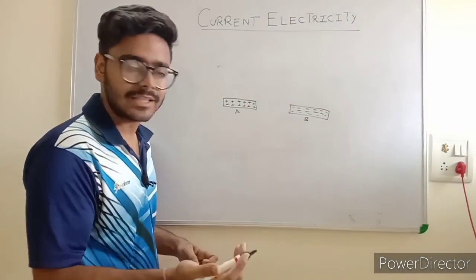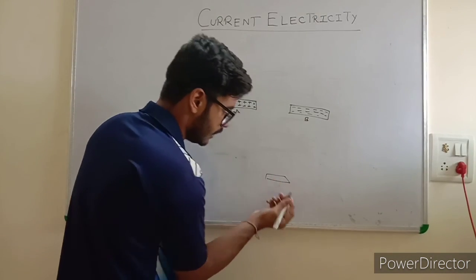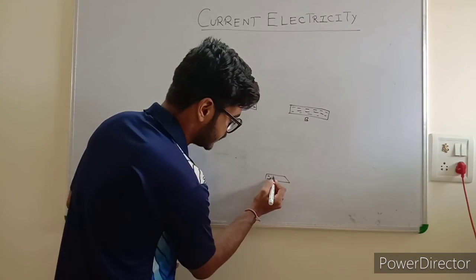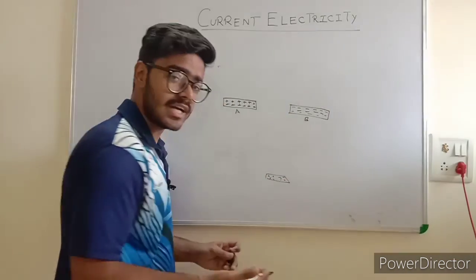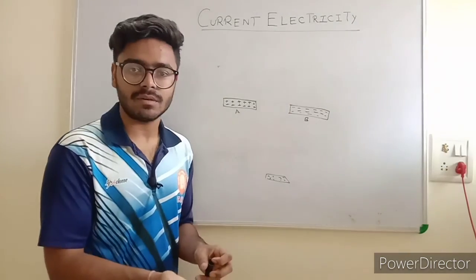So we are talking about charged bodies. You must know what an uncharged body is. An uncharged body has 50% positive and 50% negative charge. Means it is not uncharged, it is a neutral body, which has the same amount of positive charge and the same amount of negative charge.